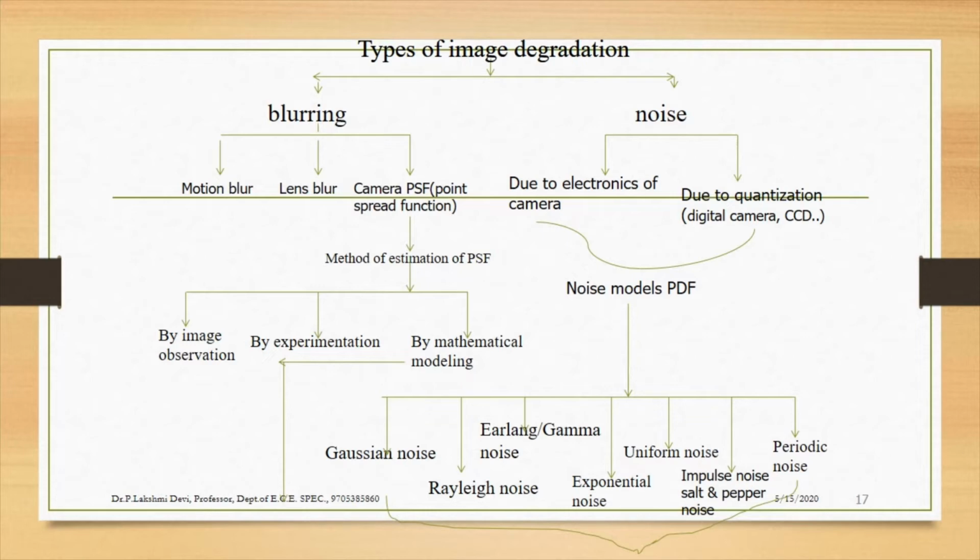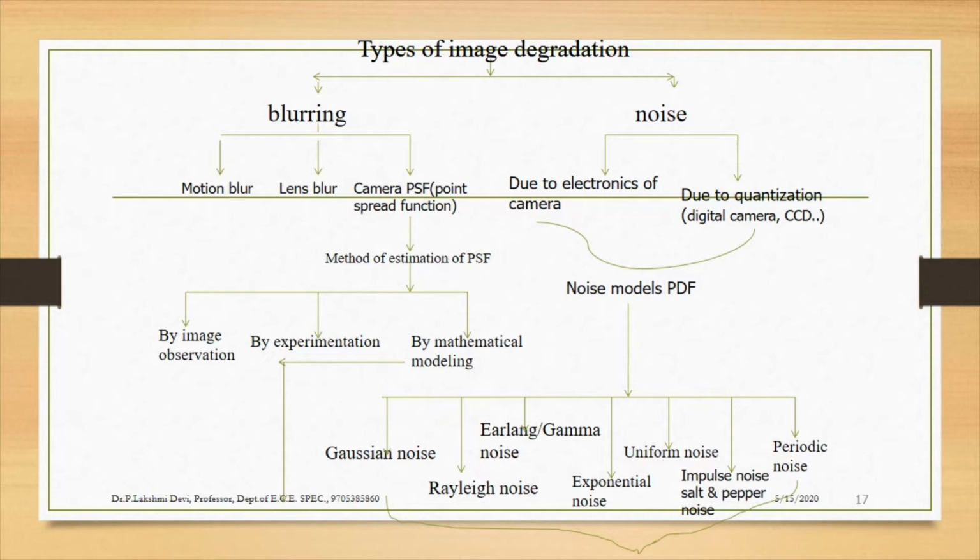Blurring, noise. Types of image degradations can basically be divided into degradation due to blurring and degradation due to noise. These degradations we can categorize in two ways: one is degradation due to blurring, and the other is degradation due to noise effects. Then again, the blurring can be divided into three types, based on the reason for the blur occurring in the images.